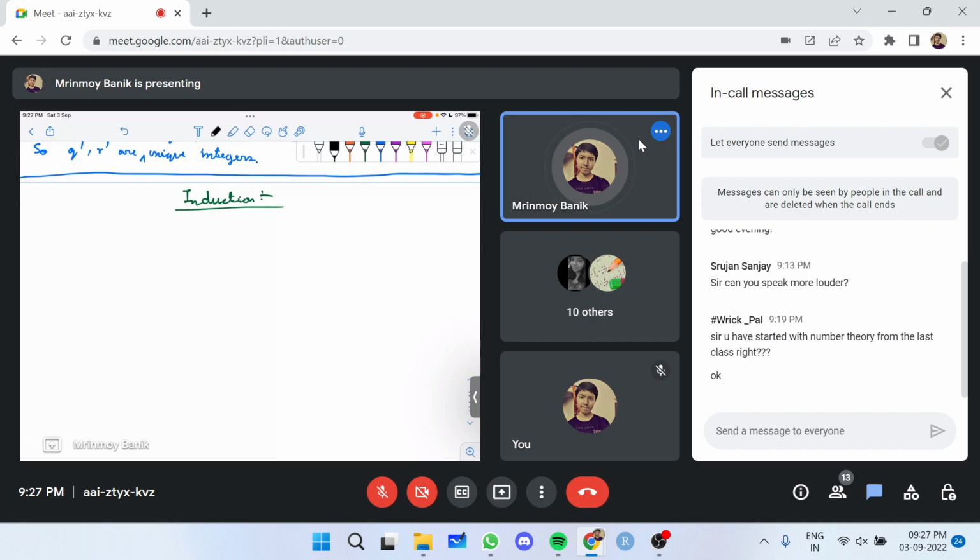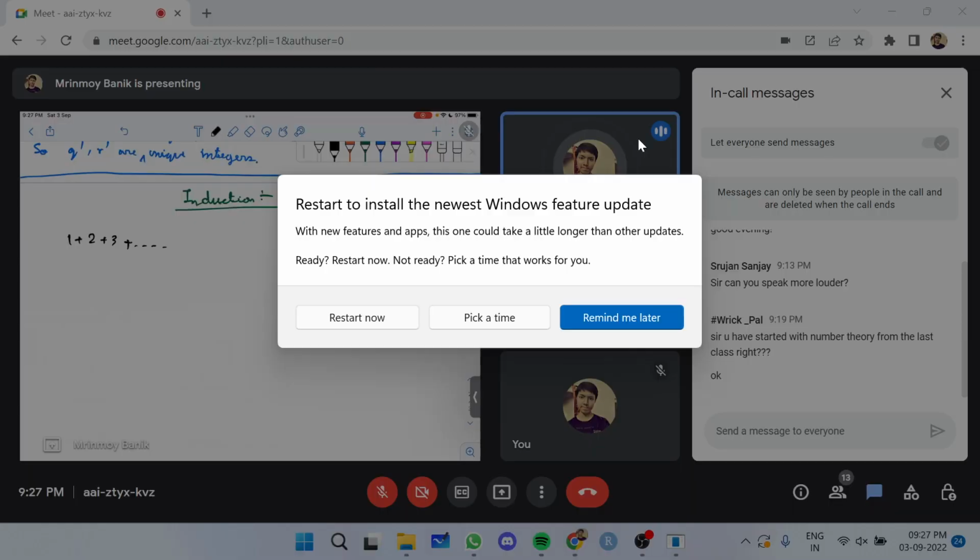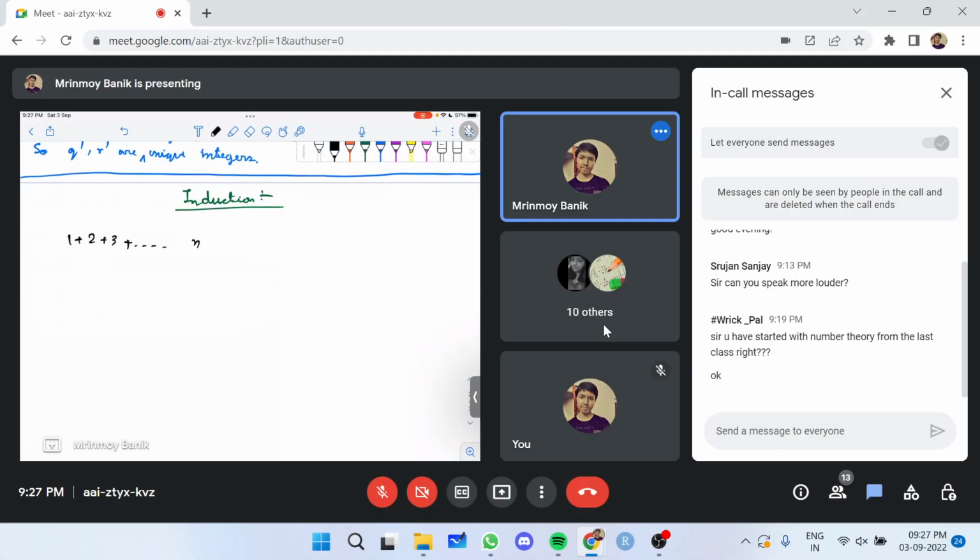So suppose you want to prove the formula for the sum of the first n natural numbers: 1 plus 2 plus 3 plus 4 up till n. What is this? So up till n is equal to n times (n plus 1) by 2.